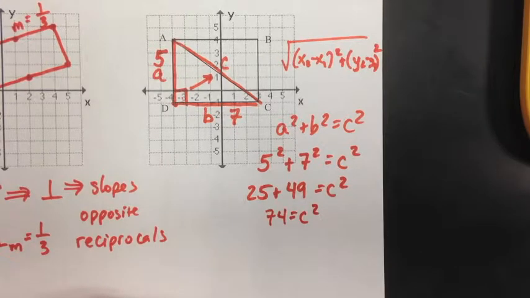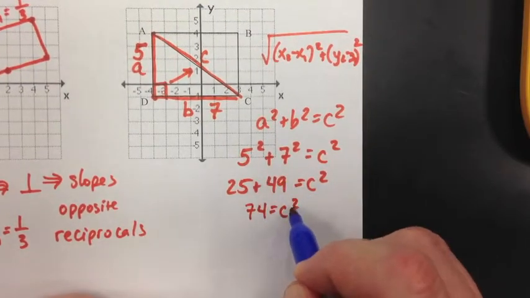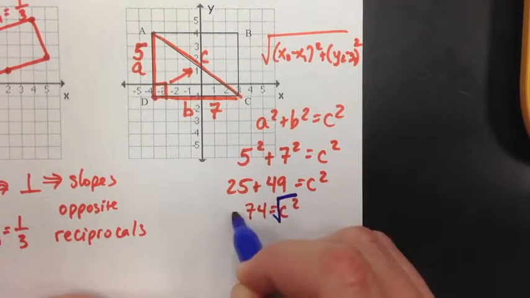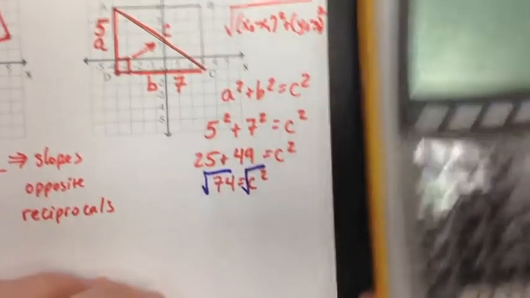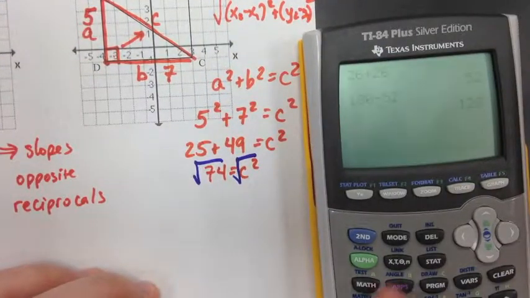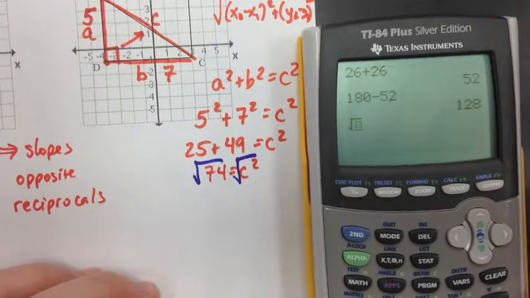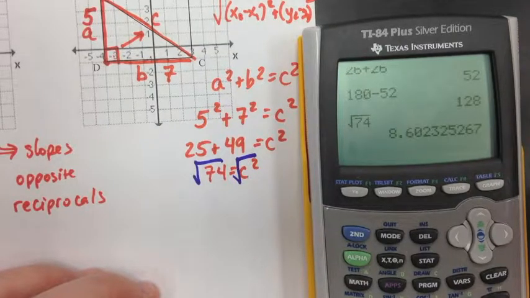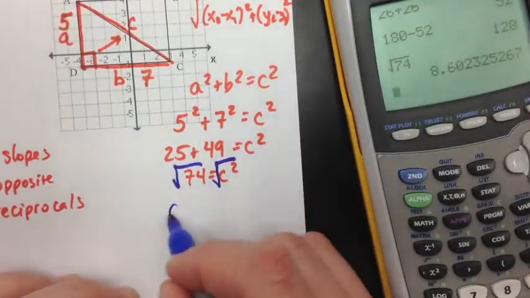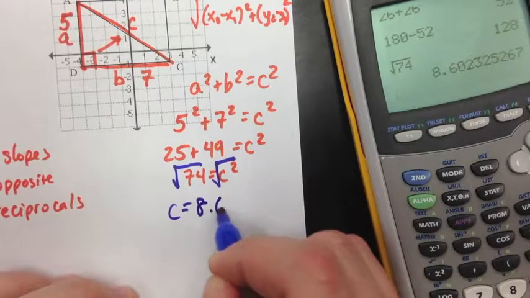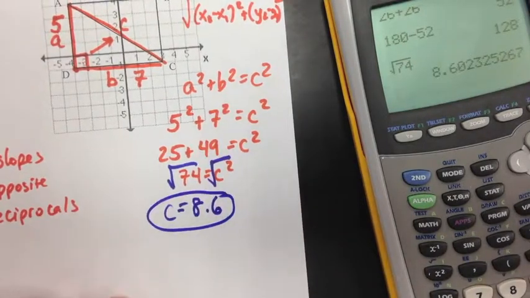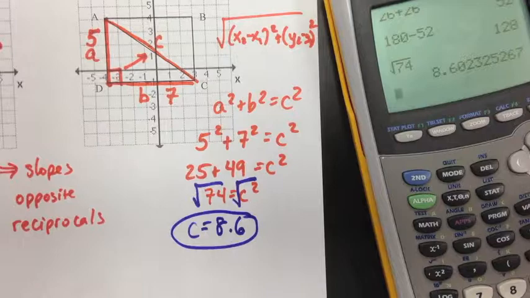Now the way that you solve this, to undo a square, you have to take the square root of both sides. And we'll get a decimal here. Square root of 74 equals 8.60. So we'll say that c equals 8.6. And that is the answer, and that is the end of the notes.